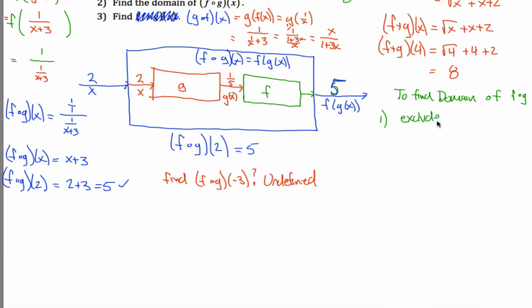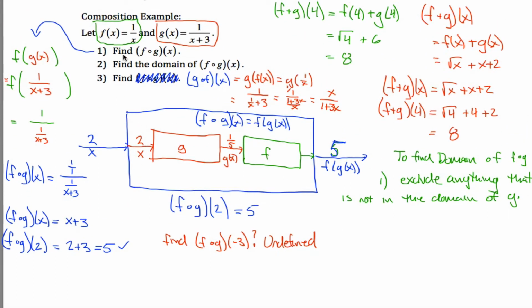exclude anything that is not in the domain of g. f of g of x. You exclude anything that's not in the domain of g.